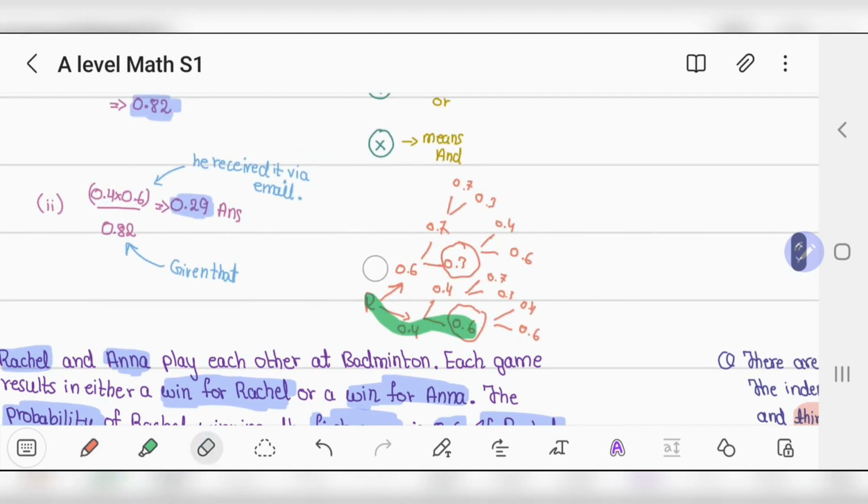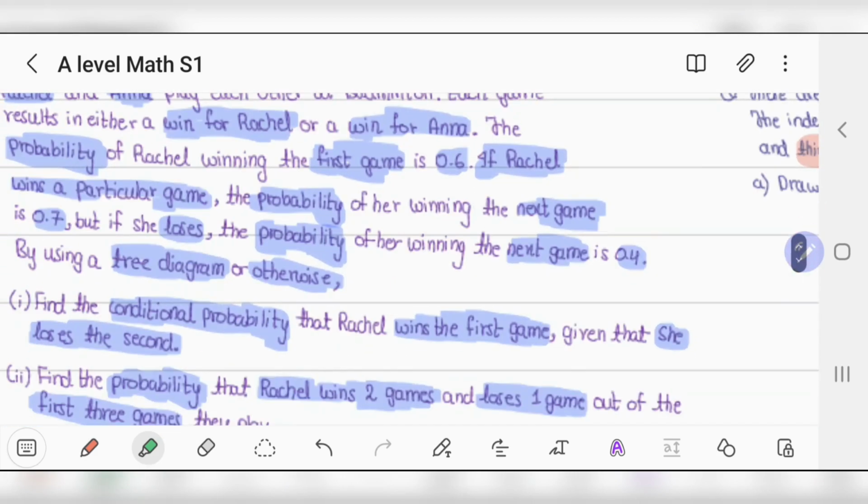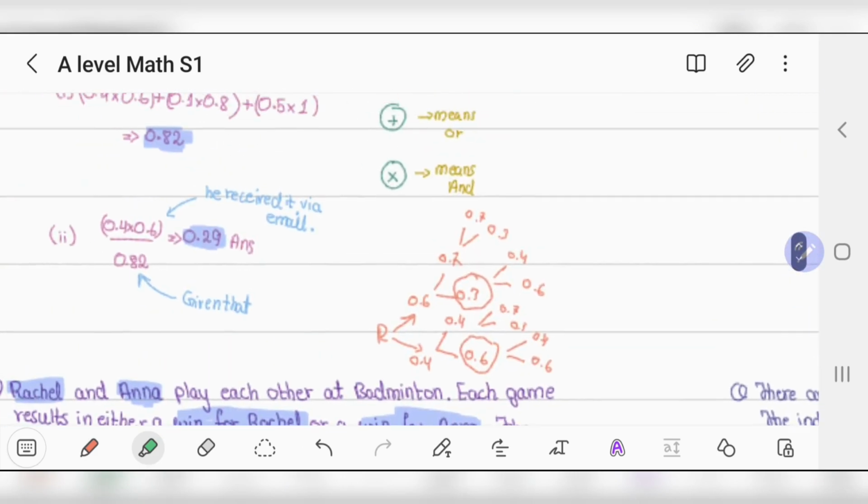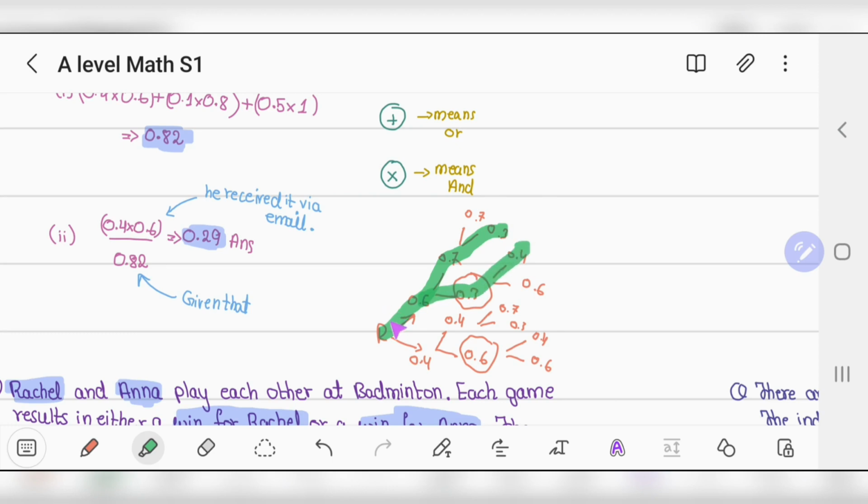So now let's take this. Rachel wins 2 games and loses 1 game, right? She wins 2 games and then loses the second, this one. Or she won, she lost, she won, this one. Or she loses, but she won, and she won, this one. And she loses, she won.